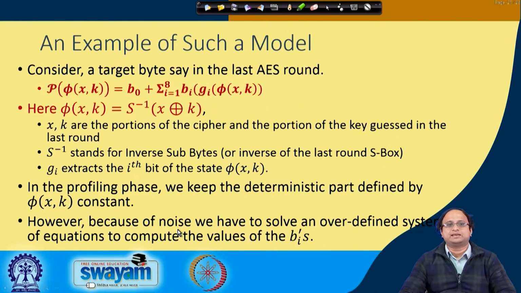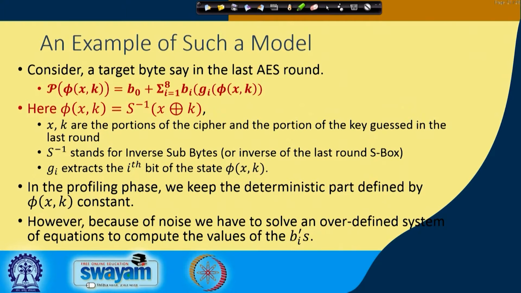For example, consider a target byte, say in the last round of AES. Let us write this equation. Consider x, which is a portion of the cipher, and small k as a portion of the key which you are guessing in the last round. You calculate the inverse S box, denoted here as S inverse, of x XOR k, and I denote this as phi of x comma k. This phi of x comma k is the deterministic portion of my power consumption.